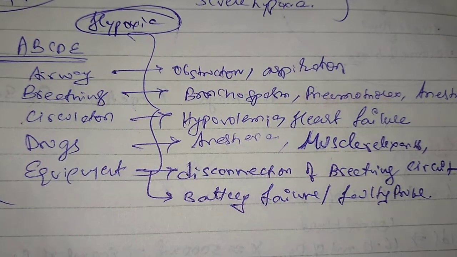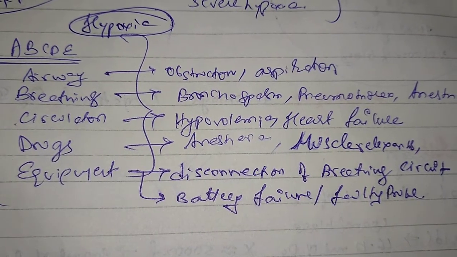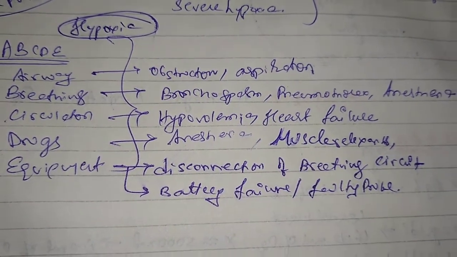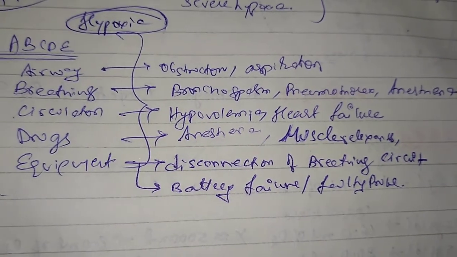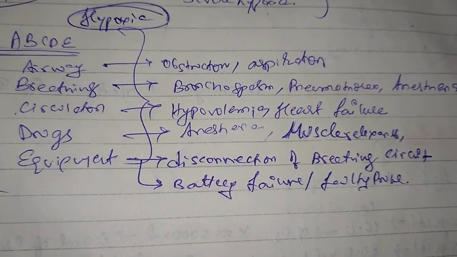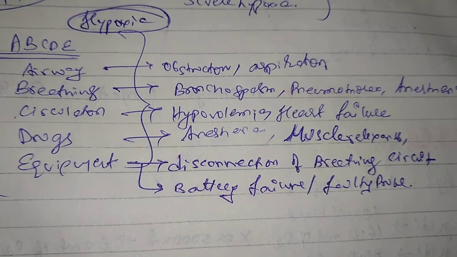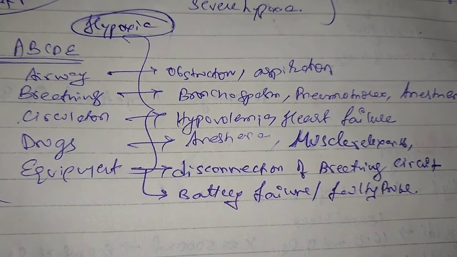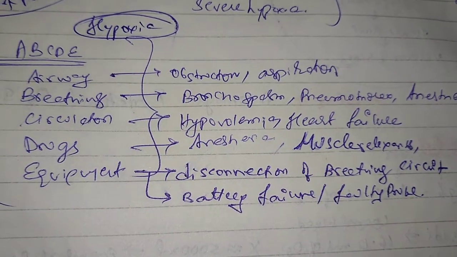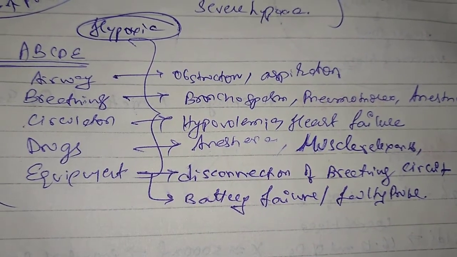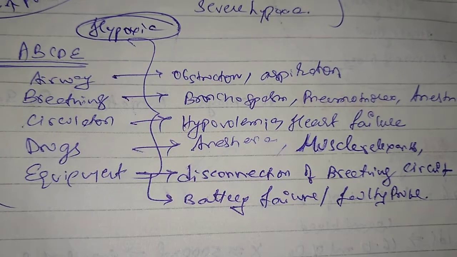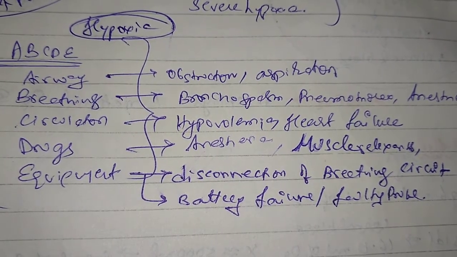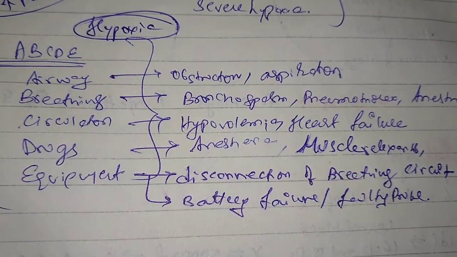And if there is a breathing problem like bronchospasm or pneumothorax, treat it. Or if it is because of anesthesia, we can decrease the dose of anesthesia. If it is a circulation problem like hypovolemia, replace the fluid. We can see very clearly that if fluid is administered, the patient may improve the SpO2. And if there is heart failure, treat with drugs. Drugs may also cause hypoxia; sometimes anesthesia and muscle relaxants may cause hypoxia.